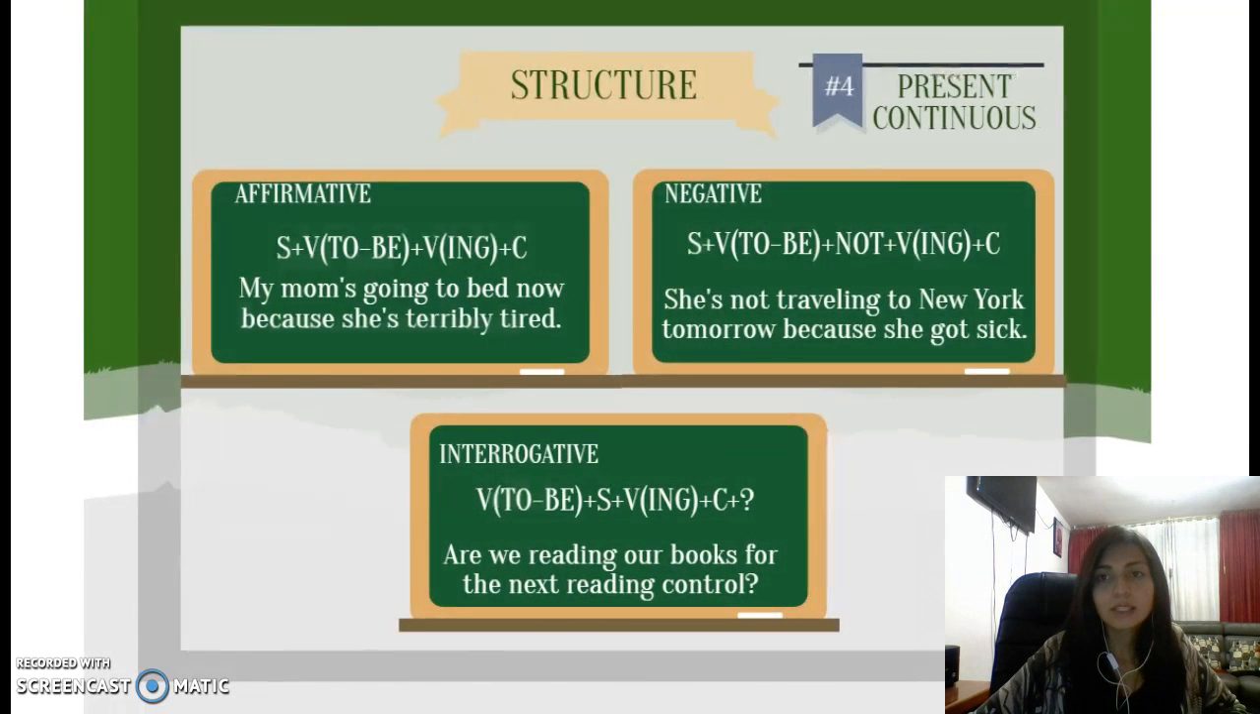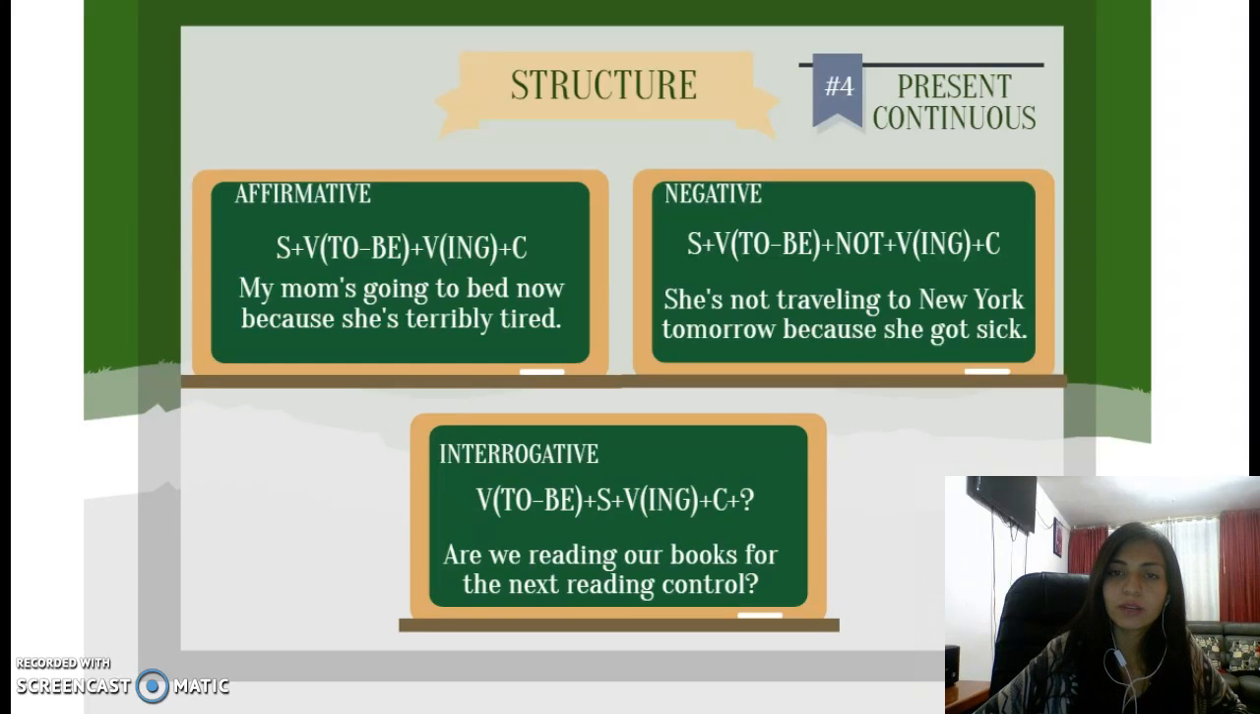Okay, the next is present continuous. As you know, we use present continuous to talk about things that are happening in the same moment, in this moment, but we can use it to talk about the future too. So, the structure of present continuous is, in the affirmative, the subject plus the verb to be plus the verb in ing plus the complement. There is an example. My mom's going to bed now because she's terribly tired.